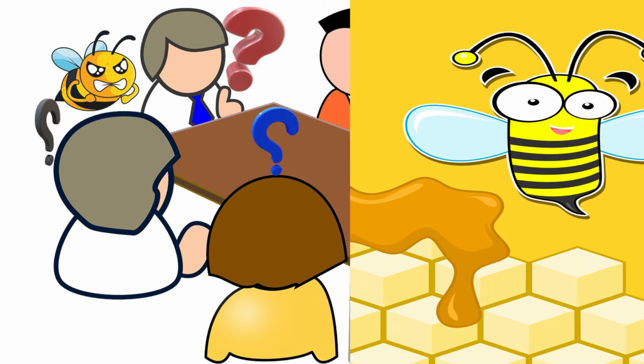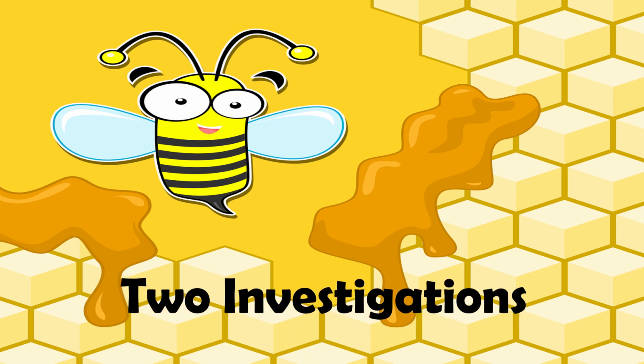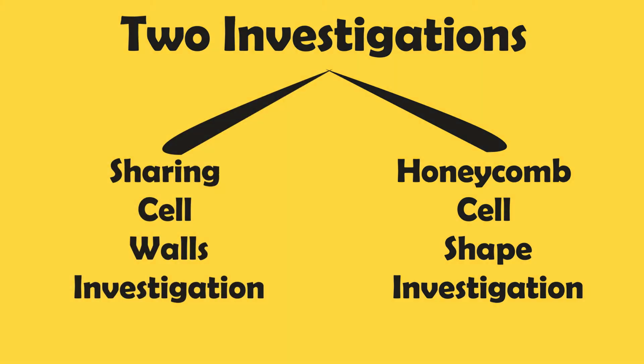Now, let's investigate how different cell shapes might affect the amount of wax and the space used to build a honeycomb. We will conduct two investigations into how different types of shapes might affect this amount of wax and the space needed to build these cells. Investigations should be conducted in sequential order, because each one builds upon previous investigations. The first investigation is honeycomb cell shape, while the second one is the sharing cell walls investigation.